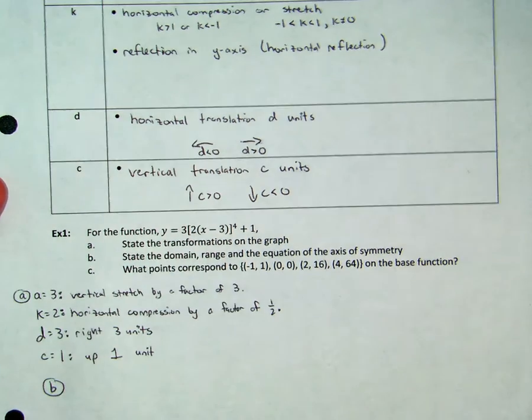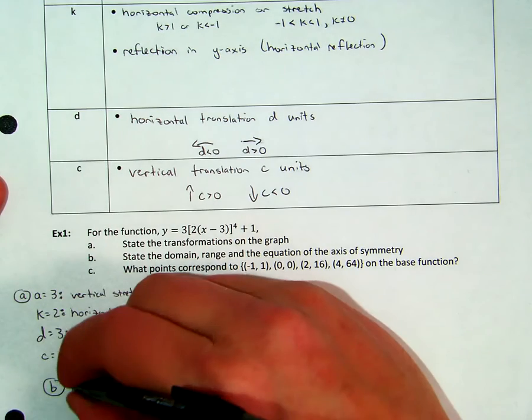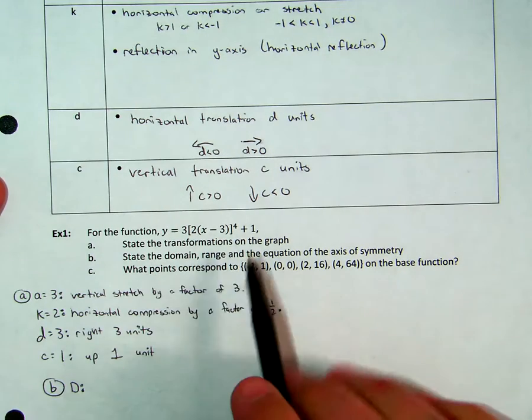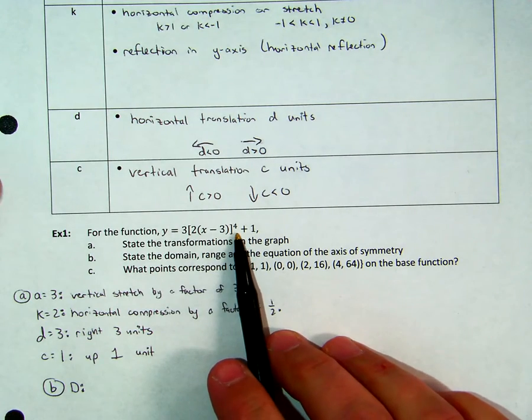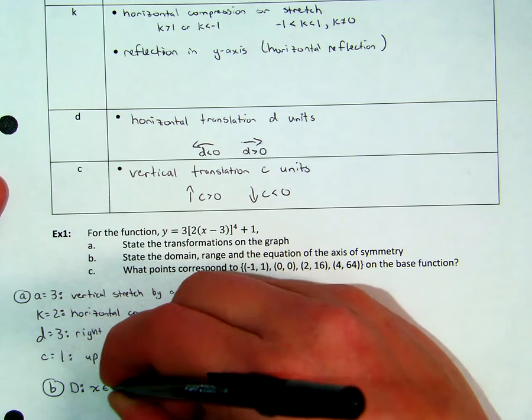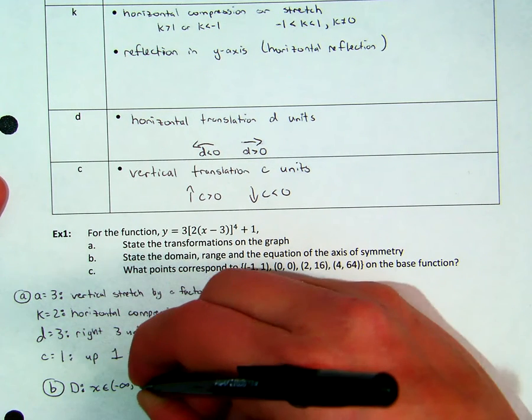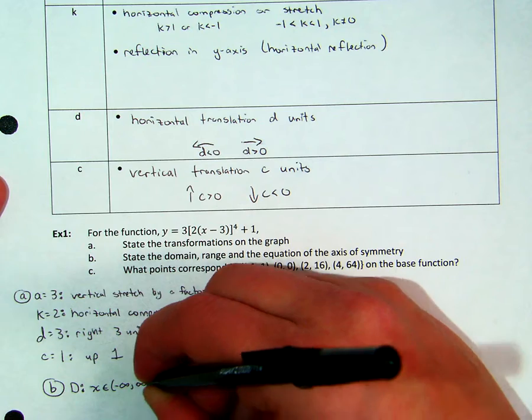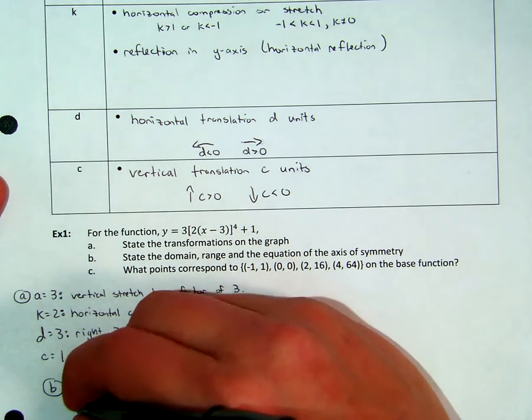Part B, we'll say the domain and range. So since it's a power function, and it's the power of 4, there's nothing it can't be. So x is just an element of the reals, but I'm going to use interval notation. So x is an element of negative infinity to positive infinity. The range, a little trickier for the range.